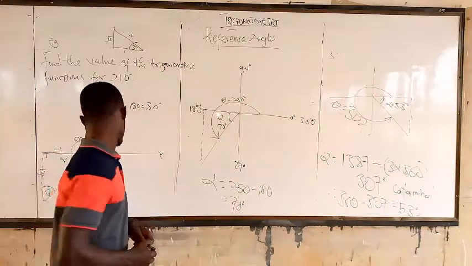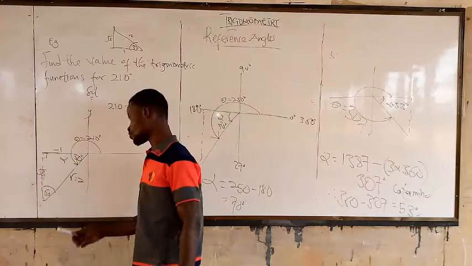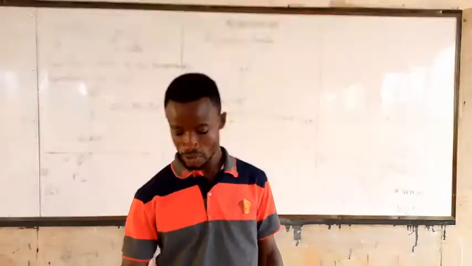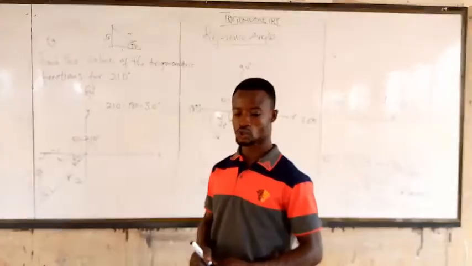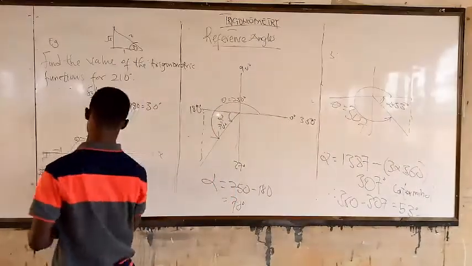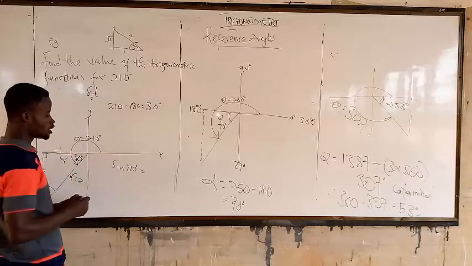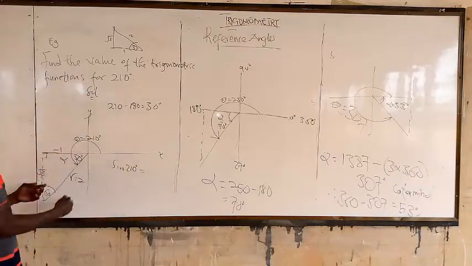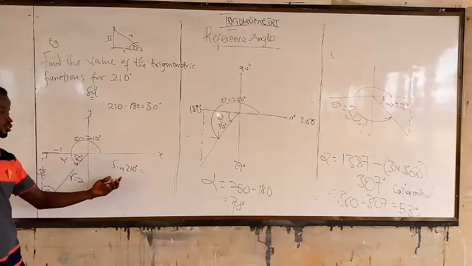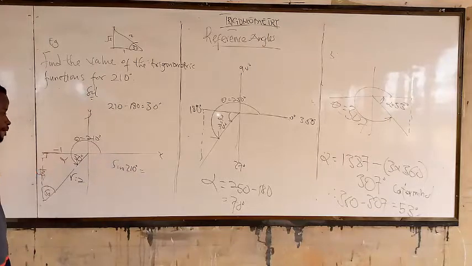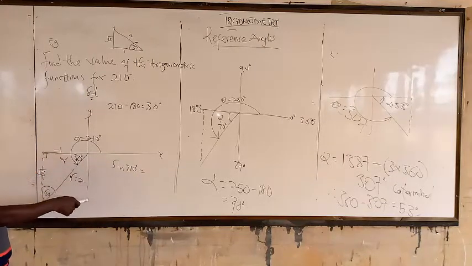Negative square root of what? 3. So that is what you are going to get. So you go for sine 210. Sine 210 is going to be what? You know that the reference angle is 30. Alright, so sine 210, we just go for it.